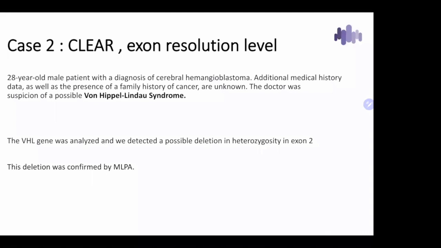And the second case came from our hereditary cancer solution. And here is an exome resolution level example of how to use Mastermind. It's a 28-year-old male patient with a diagnosis of cerebral hemangioblastoma. We didn't have any additional medical history or family history of cancer. So the doctor was suspicious of a possible von Hippel-Lindau syndrome. The VHL gene was analyzed, and we detected a possible deletion in heterozygosity in exon 2. And the deletion was actually confirmed by MLPA analysis.